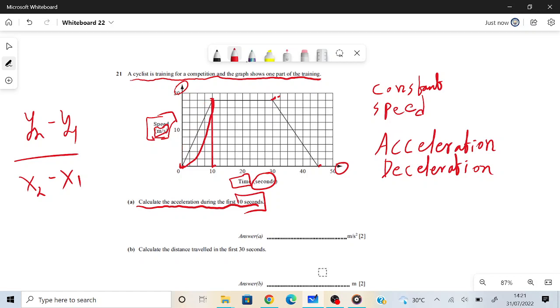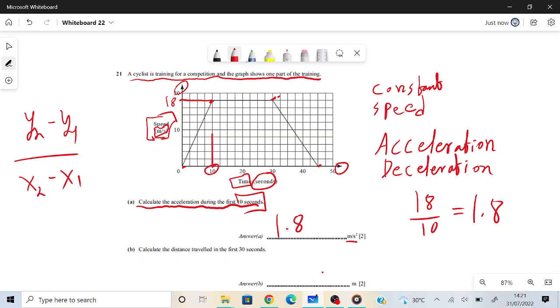So what I mean is, all you can do is simply go here and trace it to the y-axis. That would be 18, and divide that by how much it goes to the x-axis, that is 10. So 18 divided by 10, and that is 1.8. That is the answer for the first part, the A part: 1.8 meters per second squared.